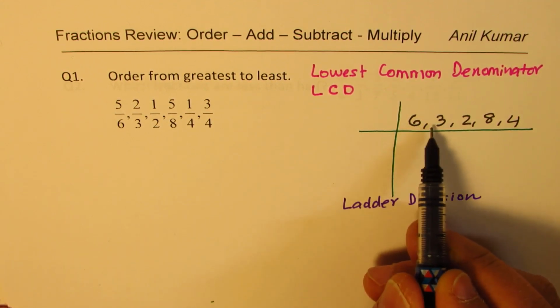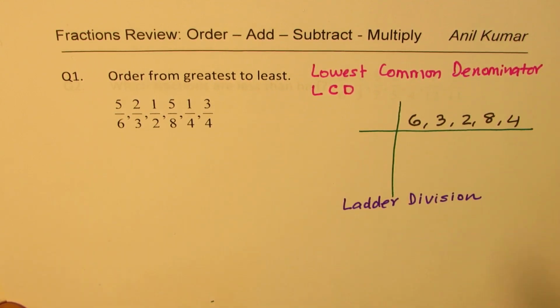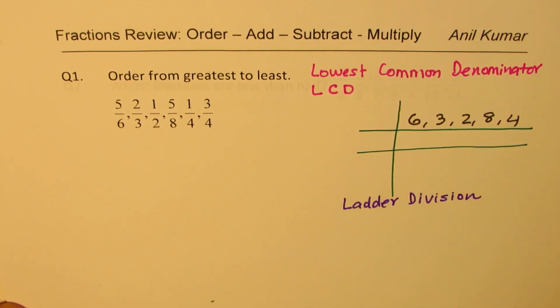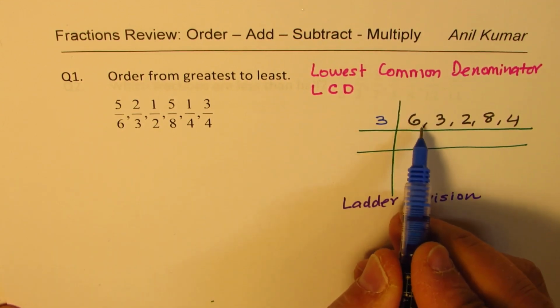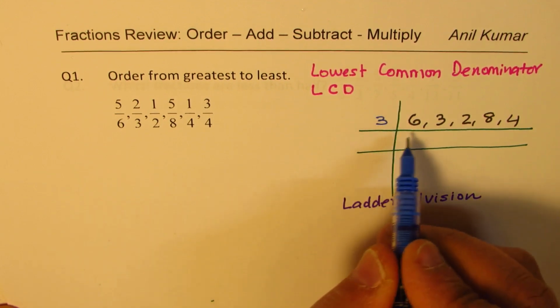Well, there are some common factors. For example, 6 and 3. 3 is common. So the idea here is to get rid of common factors. That's the first thing. How do we do that? So we kind of divide by something which can divide at least 2 numbers. So 3 can divide at least two numbers. So let's begin with 3.